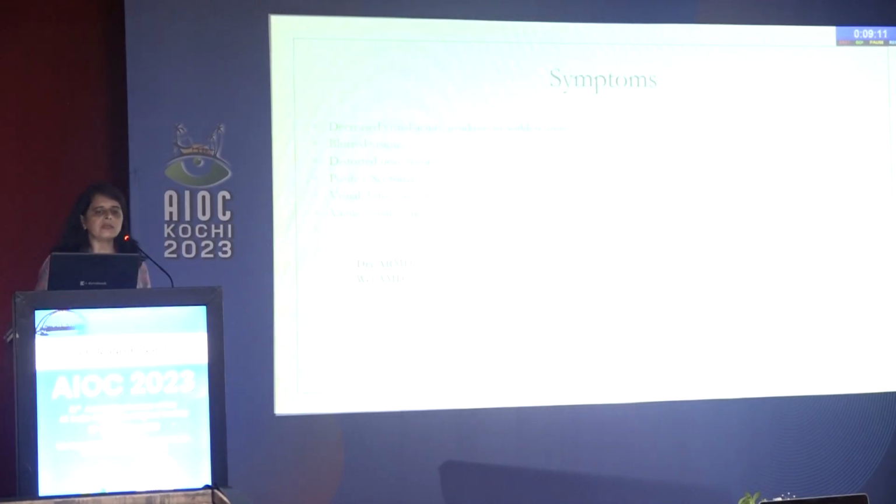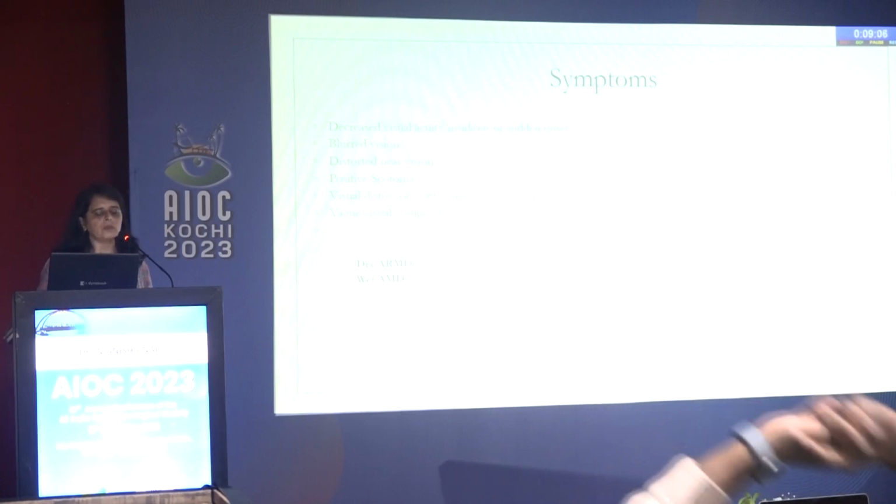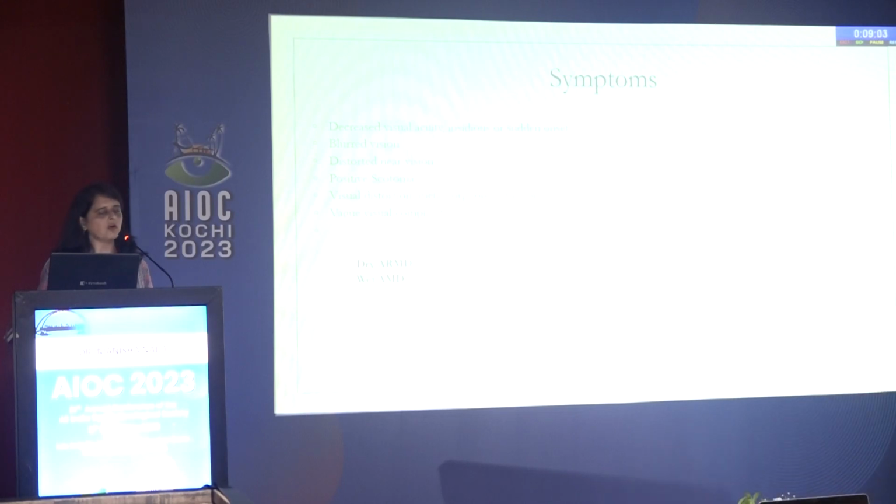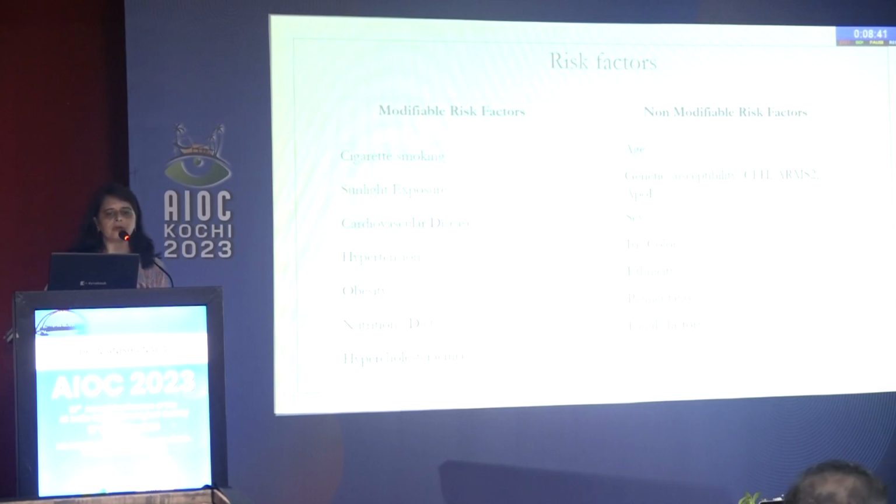Symptoms are decreased visual acuity, insidious or sudden in onset, blurred vision, distorted near vision, positive scotomas, visual distortion, metamorphopsia, micropsia, and sometimes vague visual complaints. Dry ARMD usually does not cause severe vision loss. However, wet ARMD is the major cause of severe vision loss. There are various risk factors. There are modifiable risk factors like cigarette smoking, sunlight exposure, serious diseases, hypertension, obesity, hypercholesterolemia. Cigarette smoking is very, very important among the modifiable risk factors. And there are non-modifiable risk factors as well.